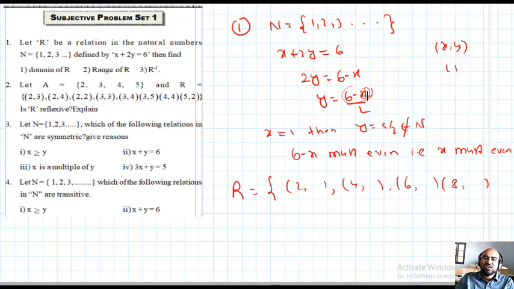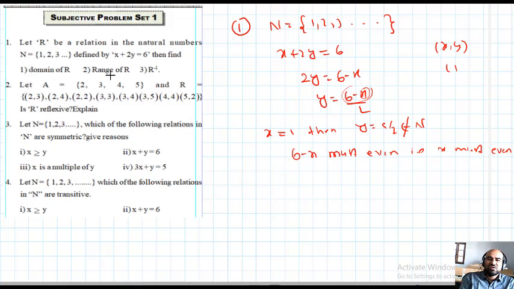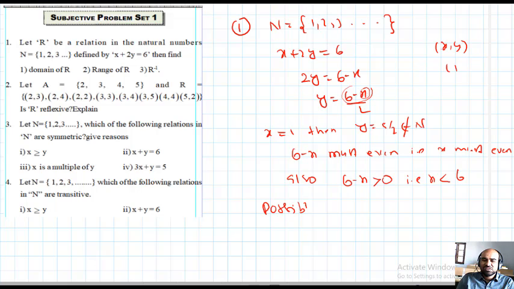One more thing, I can't take an x value greater than or equal to 6. For x equal to 6, 6 minus 6 is 0, 0 by 2 is 0, y equal to 0, and 0 is not a natural number. If x is 8, 6 minus 8 is minus 2, minus 2 by 2 is minus 1. So 6 minus x should be greater than 0, that is, x should be less than 6. What are the possible values now? x is 2 comma 4 only. 6 also I can't take.